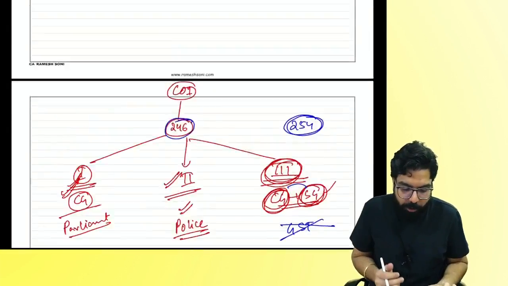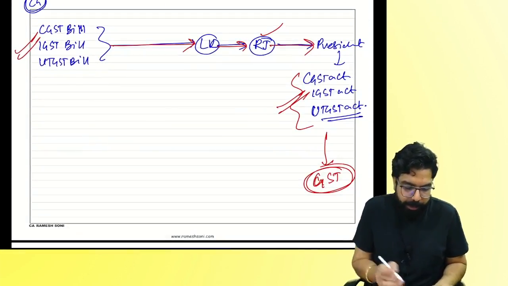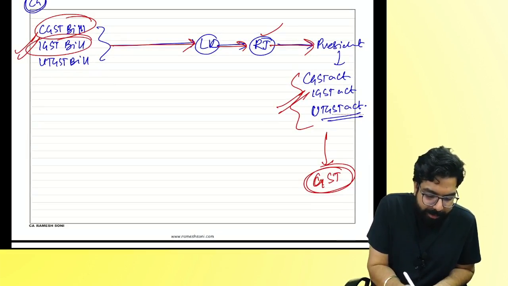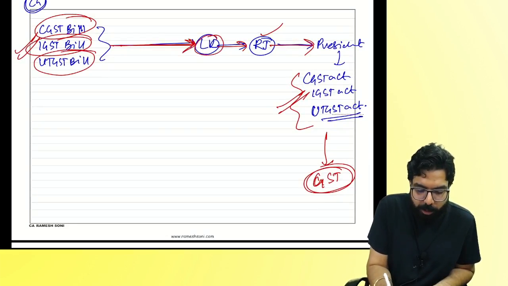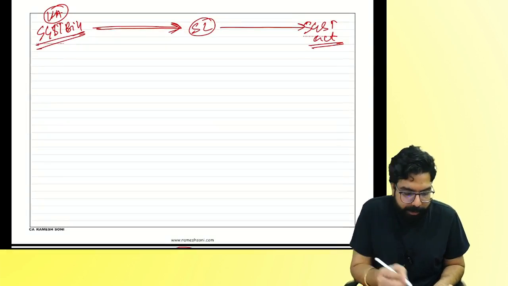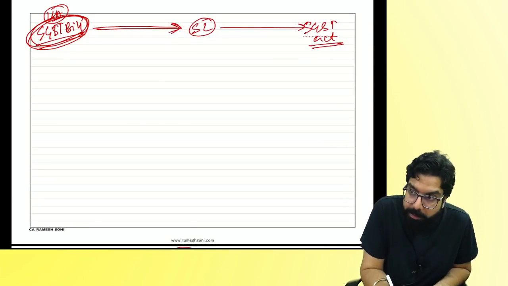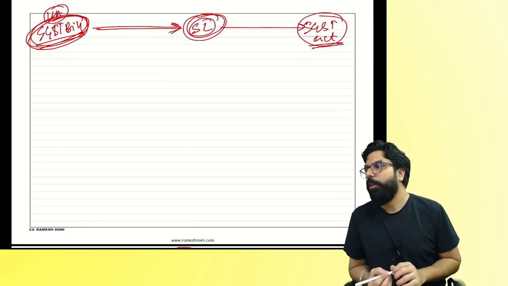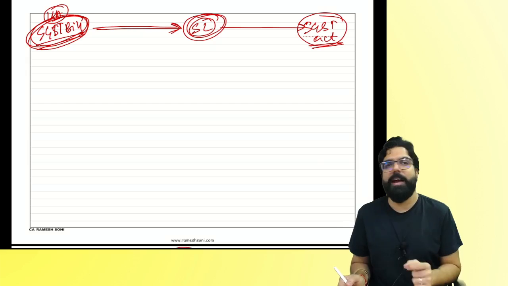People, are you able to connect to this now? See, CGST, IGST, UTGST, all bills went to Lok Sabha and Rajya Sabha. Who made the law? Parliament. But the state SGST Act, who made? State legislature. Tell me one thing, Karnataka SGST Act, who will make the law?